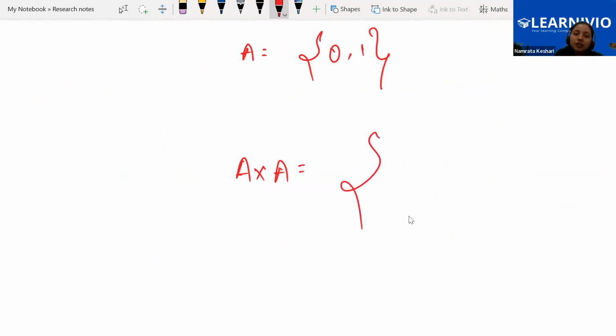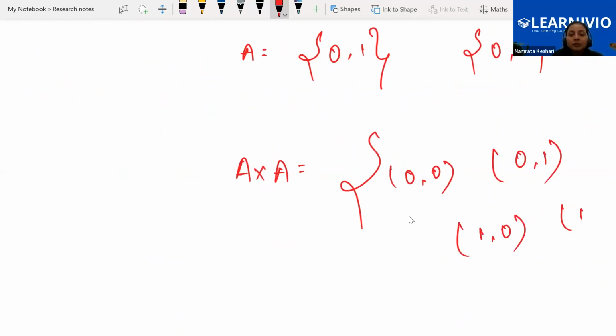And we will be listing down all the elements of A cross A. So it will be 0 with 0, 0 with 1, 1 with 0, and 1 with 1.